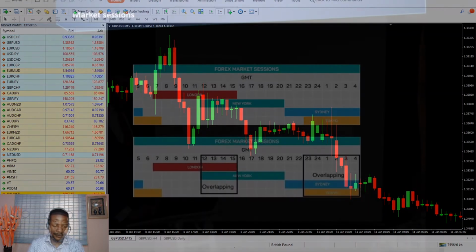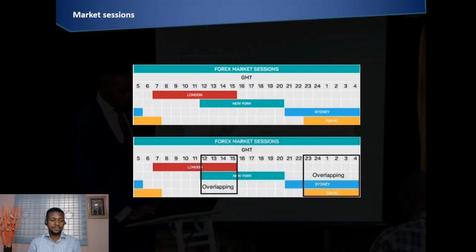So let's move on. Now we look at market sessions. We have the London trading session, the New York trading session, the Sydney trading session, and the Tokyo trading session. The London market opens by 7 a.m. in the morning. That's based on GMT time, and it closes around 3 o'clock in the afternoon, while the New York opens by 12 noon and it closes by 8 o'clock at night. The Sydney opens by 9 o'clock and it closes by 5 in the morning, while the Tokyo opens by 11 o'clock and it closes by 7 o'clock in the morning.